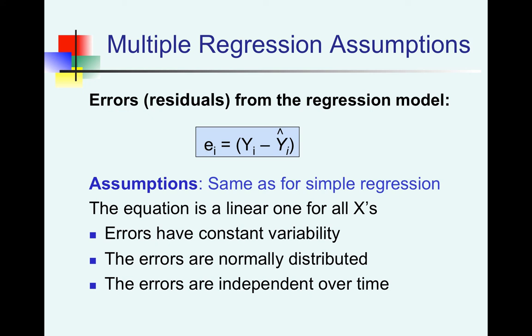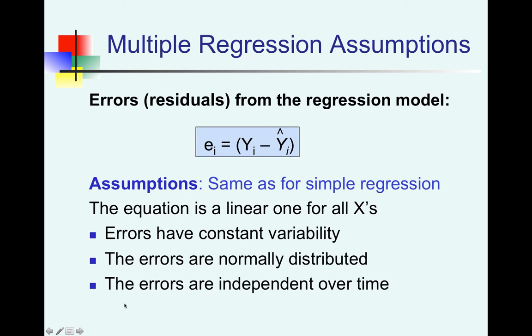We're going to assume that the equation is linear for all of the independent variables. So in our example, we had price and advertising. We're going to look to see whether the residuals are linear for both price and advertising separately, not at the same time. And that the errors have constant variability.